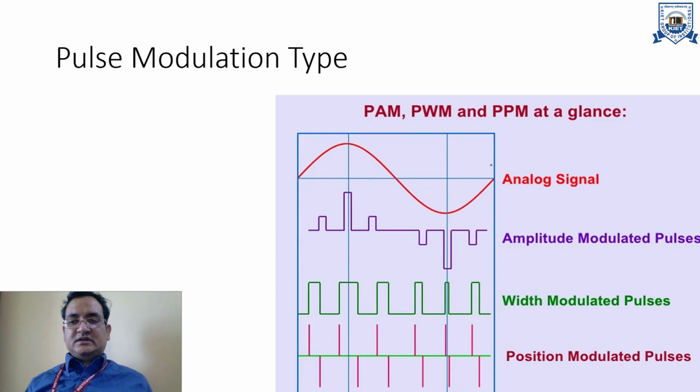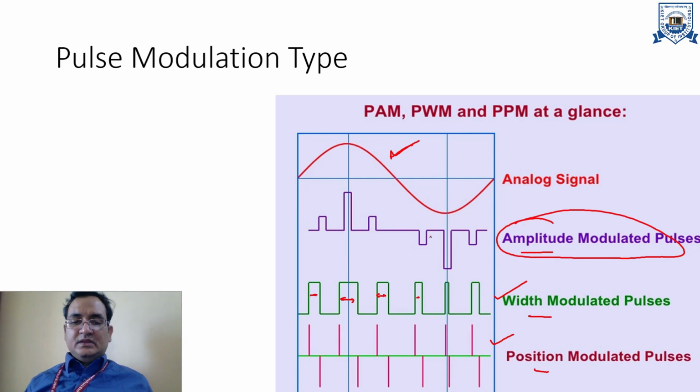As I have discussed, these are the different types of pulse modulation techniques. Pulse width modulation, as discussed in the previous video. Pulse position modulation, where the position of the pulses are changing with respect to the message signal. Pulse width modulation, where you can clearly see in this picture that the width of the pulses are changing with respect to the message signal. So in this video, I will discuss pulse amplitude modulation.